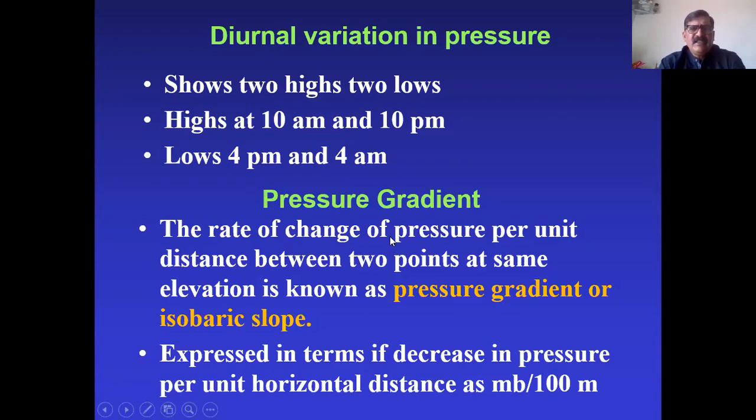So what is the pressure gradient? Pressure gradient is nothing but the rate of change of pressure per unit distance between two points at the same elevation, which is known as the pressure gradient or isobaric flow. Sometimes they ask about the isobaric flow. So you write the definition of this, and it is expressed in terms of decrease in pressure per unit horizontal distance, as millibar per 100 meter.